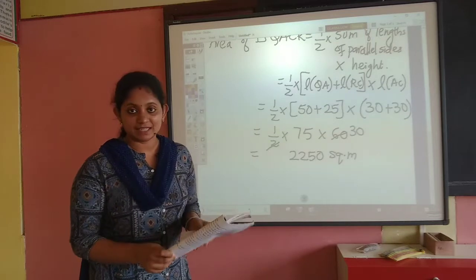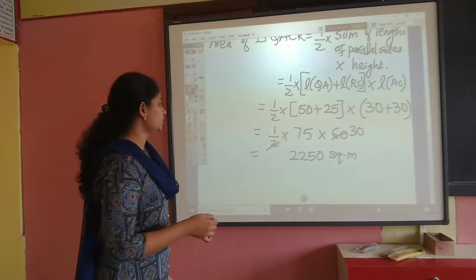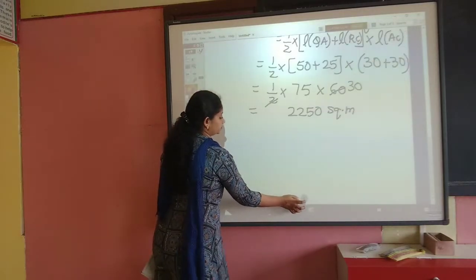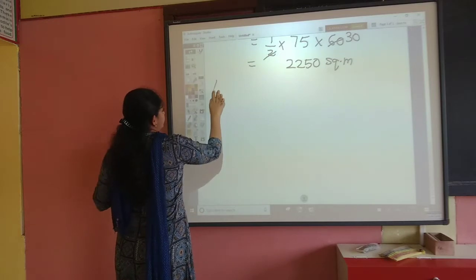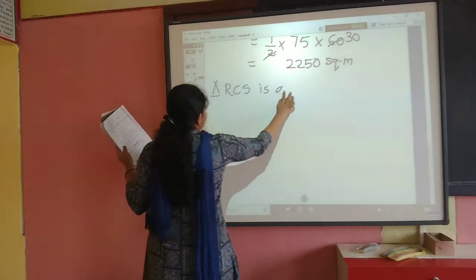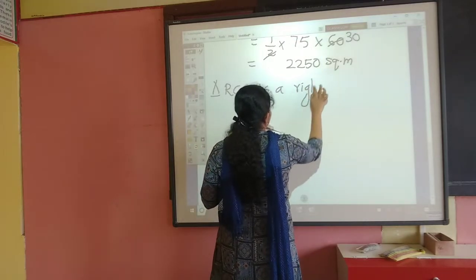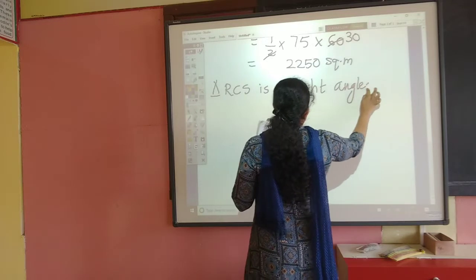Okay. Now which is left out? You can see RCS triangle in your textbook. So RCS we have to find out. It is a right angle triangle. Okay. So triangle RCS is a right angle triangle.